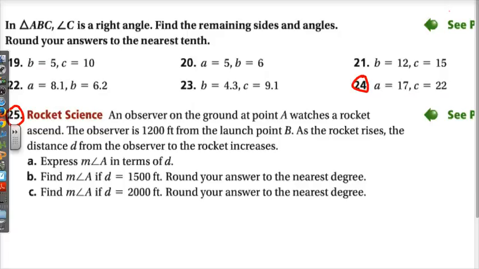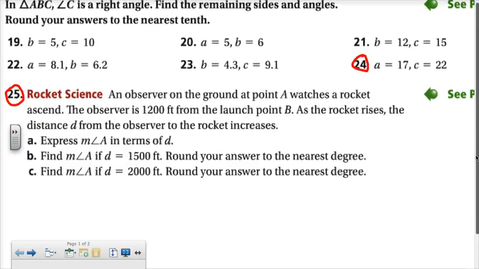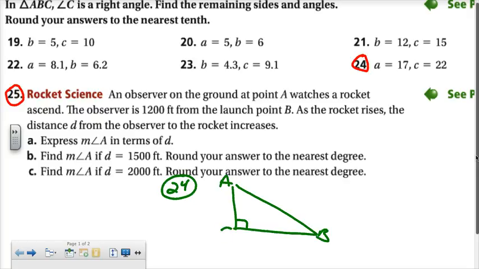These are the frequently asked questions for Algebra 2, and it is for section 14.3, day 2. I'm going to start up here with number 24, where it says, in triangle ABC, angle C is the right angle. Find the remaining sides and angles and round your answers to the nearest tenth.